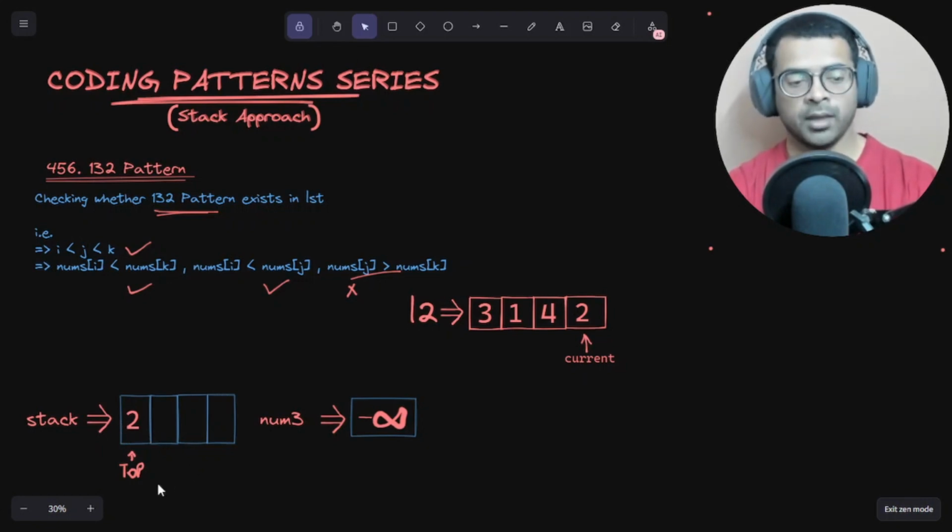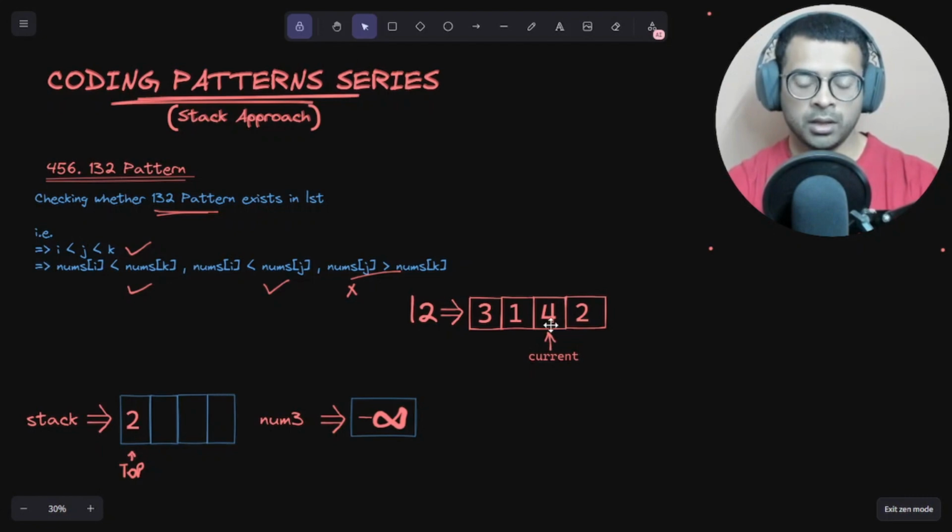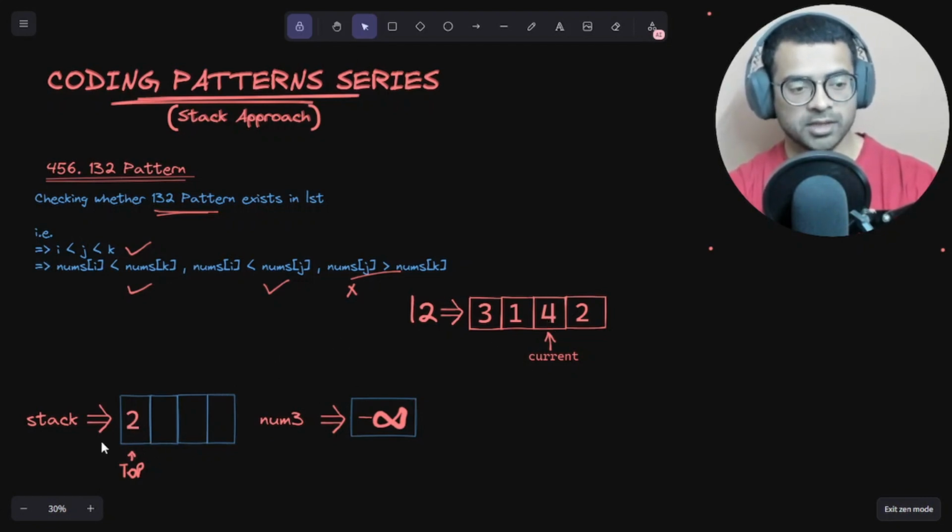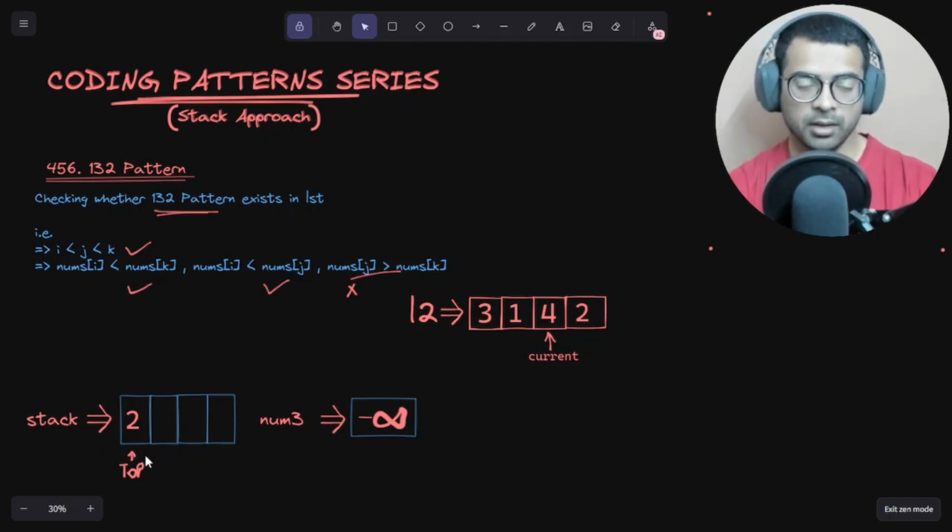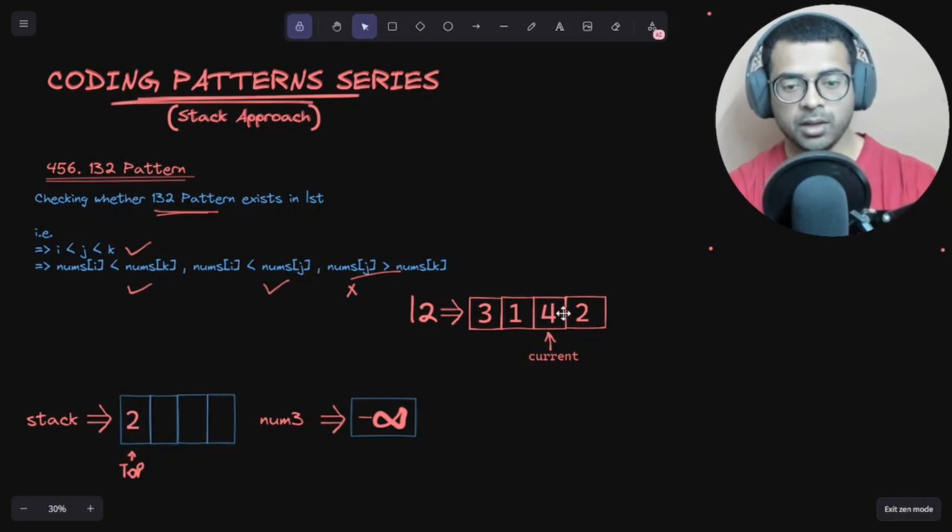Now we are going to move our current pointer to the next value, and here we have found 4. So now we will check whether 4 is greater than num3 or not. Yes, it is greater than num3, so we will move forward to our second condition, whether our stack is empty or not. No, our stack is not empty. Now we will check whether the value top is pointing towards is smaller than the value of current or not. Yes, current's value is greater, and the top of the stack's value is smaller.